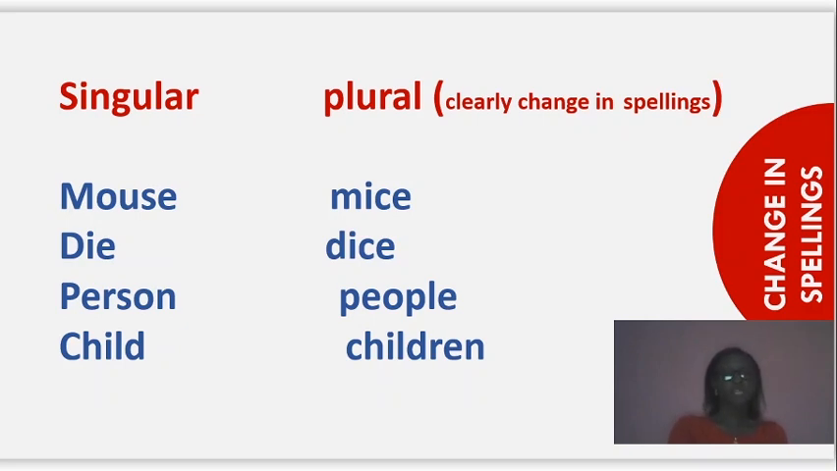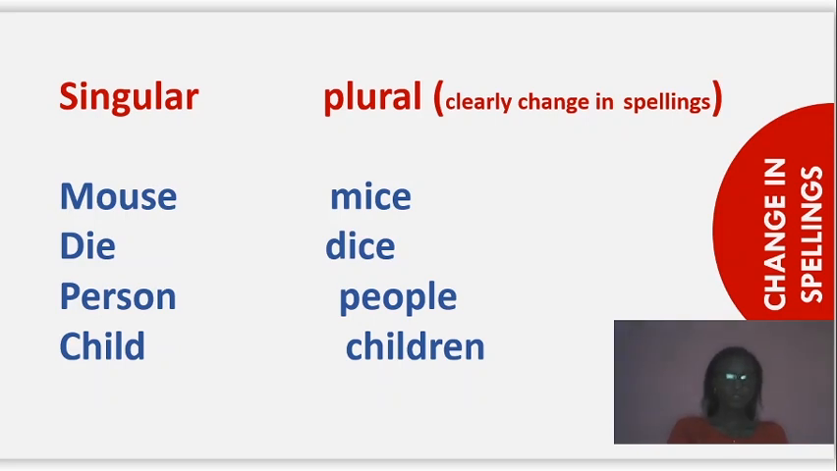Person, people. Then child, children. This one is another set of letters are introduced completely. REN, something new. So this is an example of what you call your irregular plural. You cannot even tell the pattern. If it is regular, it's easy, S or ES. But this is irregular now.